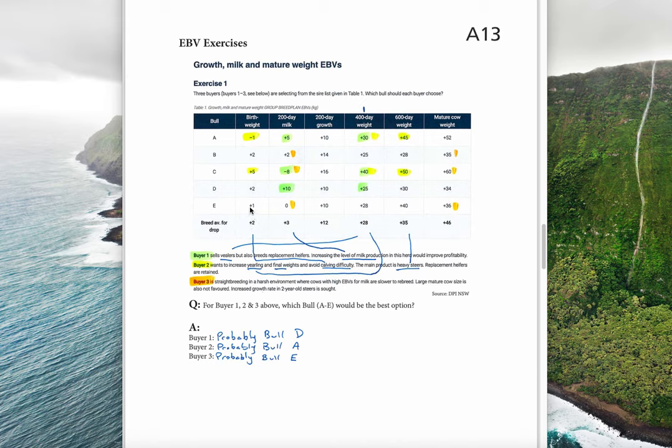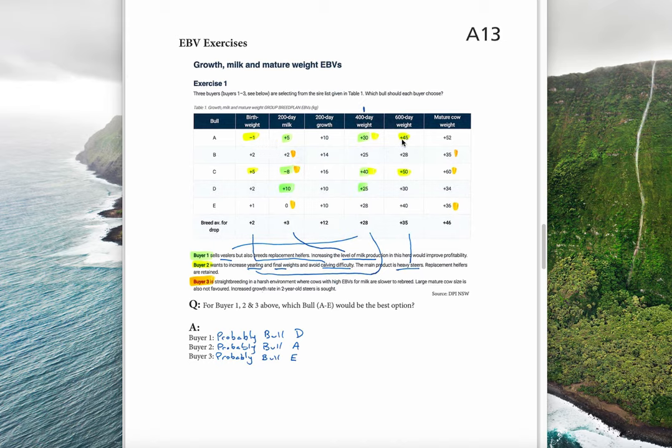So we want to avoid a high plus value to avoid calving difficulty, and we want to have a high 600 day weight. Our highest two here are 50 and 45, and our birth weight -1 and plus 5. If we're going to choose between these two, there might be birthing difficulties with a plus 5 because it's quite a large calf. So -1 is basically saying there really isn't going to be any problems with birthing difficulty.